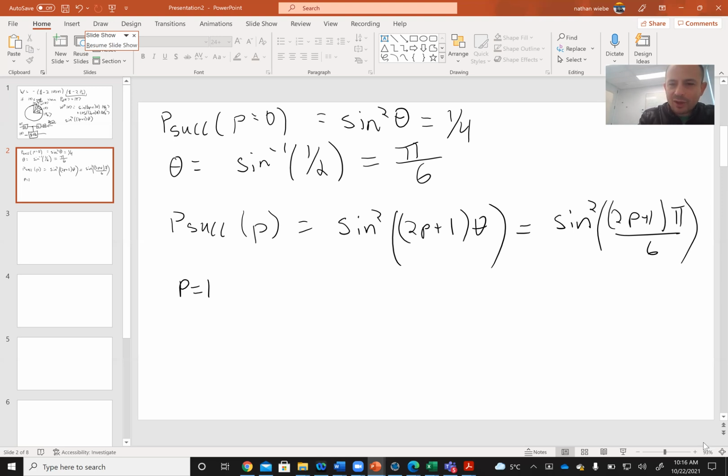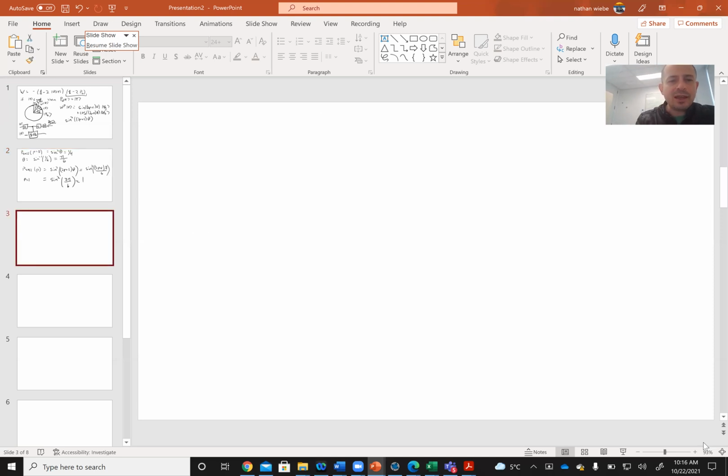And in this case, the probability of success ends up becoming sine squared 3π/6, which is equal to 1. So for something that has a 1 in 4 probability of success, a single application of amplitude amplification will boost it up to 100% probability of success.